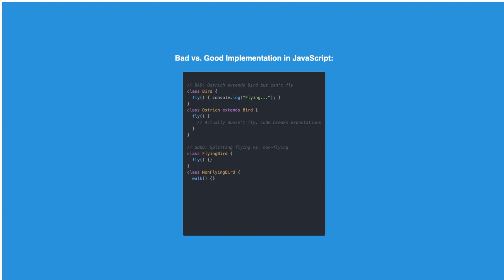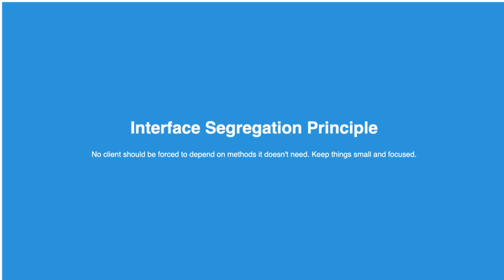In the first snippet, we let an ostrich inherit from bird, but bird's fly method makes no sense for an ostrich. That's a broken substitution. By splitting flying bird and non-flying bird, each subclass meets the exact expectations of its base. No more fake flyers.